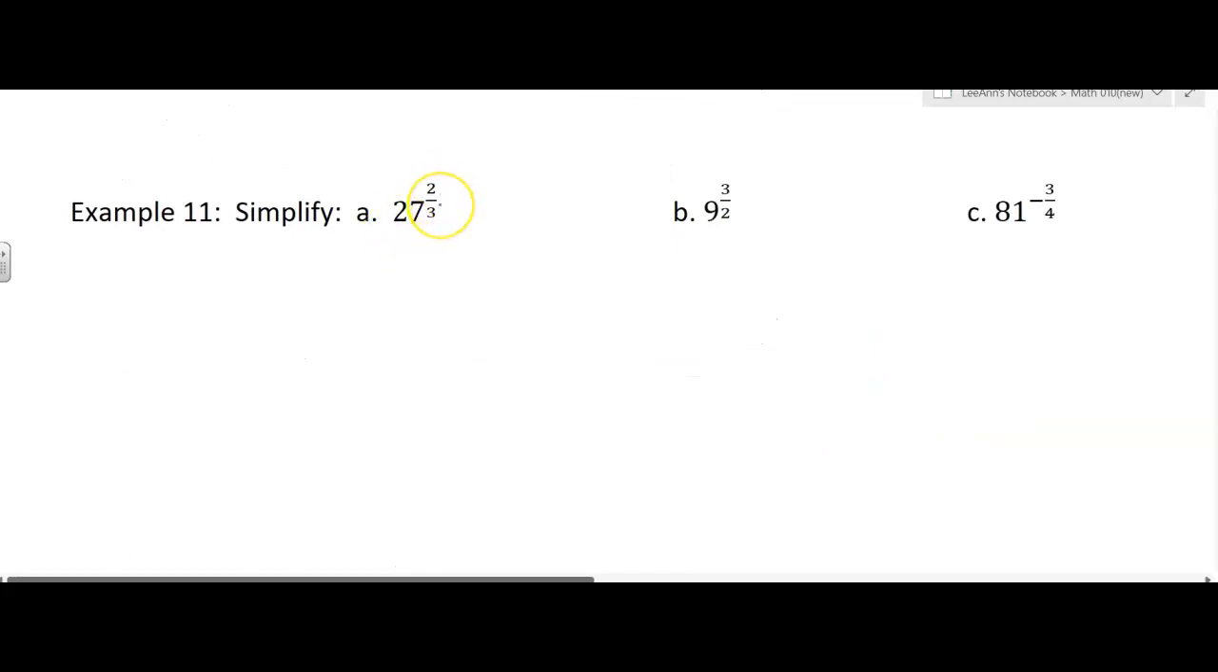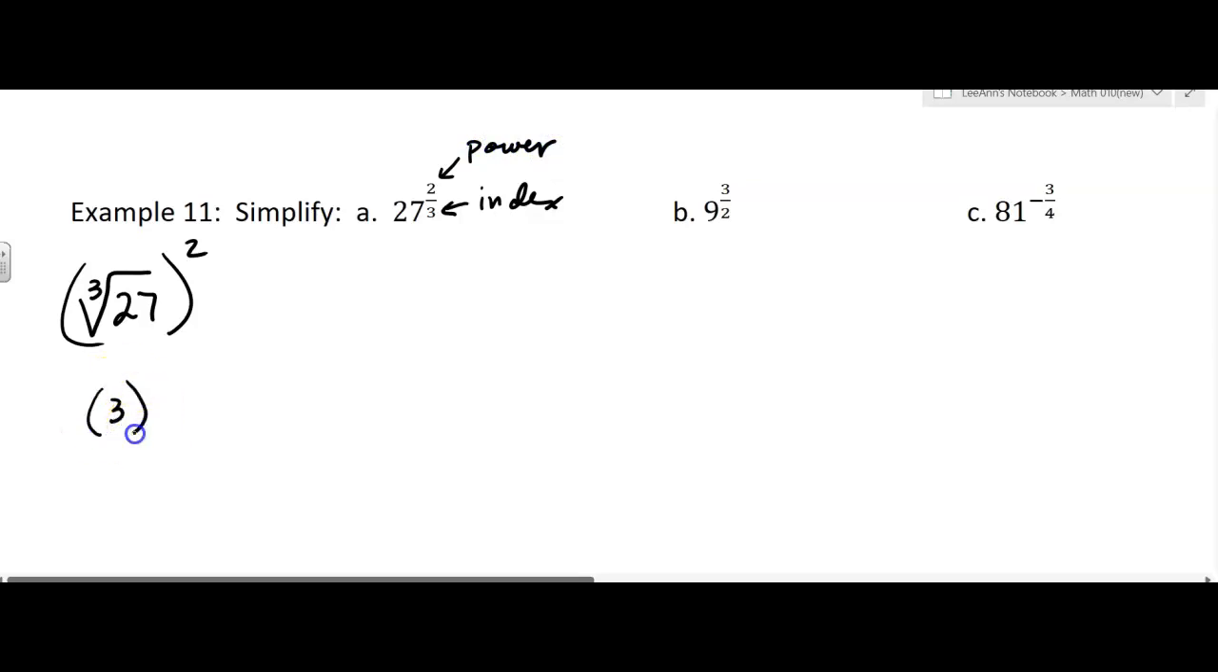Okay, so now we'll simplify. So 27 to the 2/3, I think of it as the cube root of 27, and then I'm going to square it. So it's the denominator that's going to be the index, and then the numerator is just going to be the power or the exponent. Okay. Do I know the cube root of 27? I do. It's 3. And then what's 3 squared? 9. So I'm done. That's how it works. Kind of like 3 steps. You got to change it to the radical, and then do the radical if you can, and then the exponent.